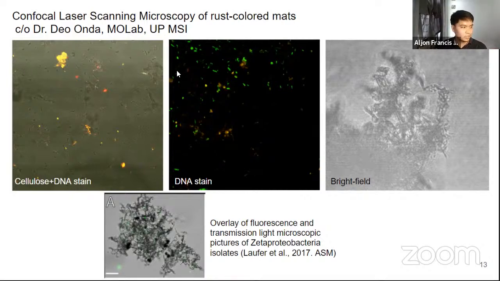samples, when we looked at them through confocal microscopy, there's also not a lot of bacteria or part of the mat matrix that can be stained, showing relatively small amounts of bacterial biomass. So we have reason to believe that our mats are formed by zeta proteobacteria.